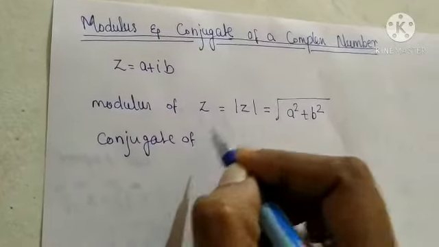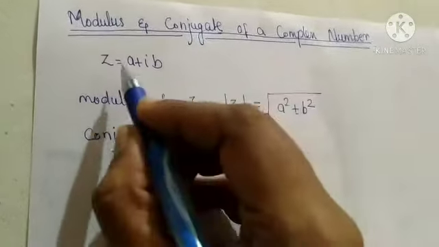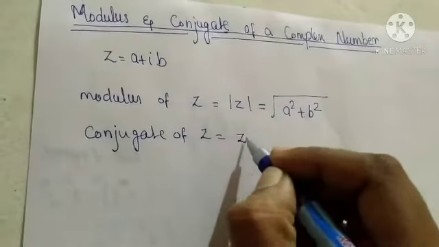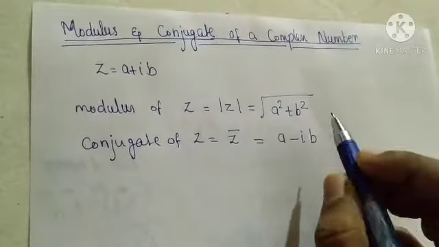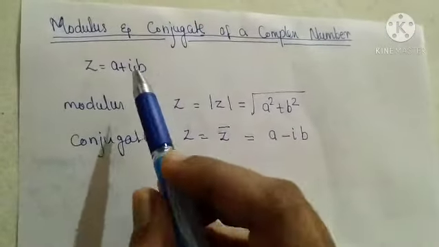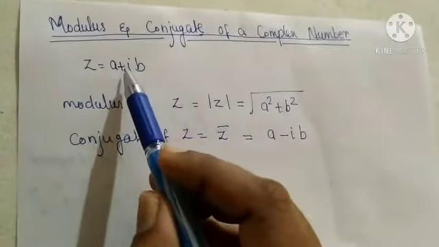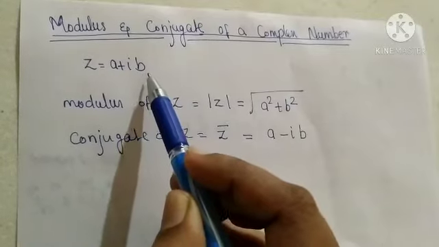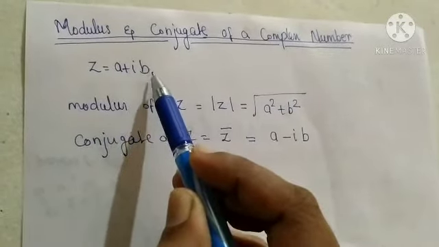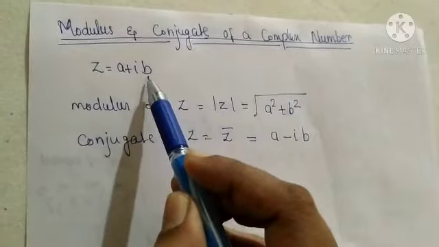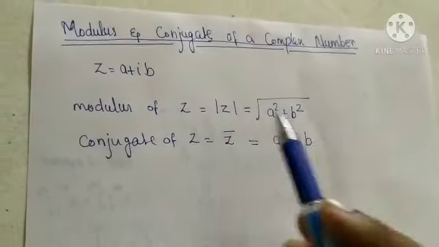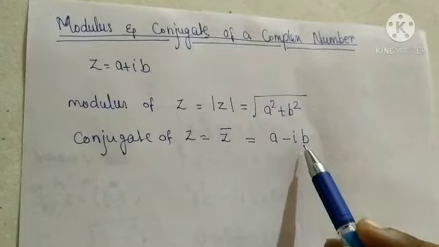Next topic is the conjugate of z. If z equals a plus ib, the conjugate of z is denoted by z bar and is equal to a minus ib. So here we change the sign of the imaginary part. Here the imaginary part is ib, so just changing the sign gives minus ib. So this is our value of the conjugate of z.